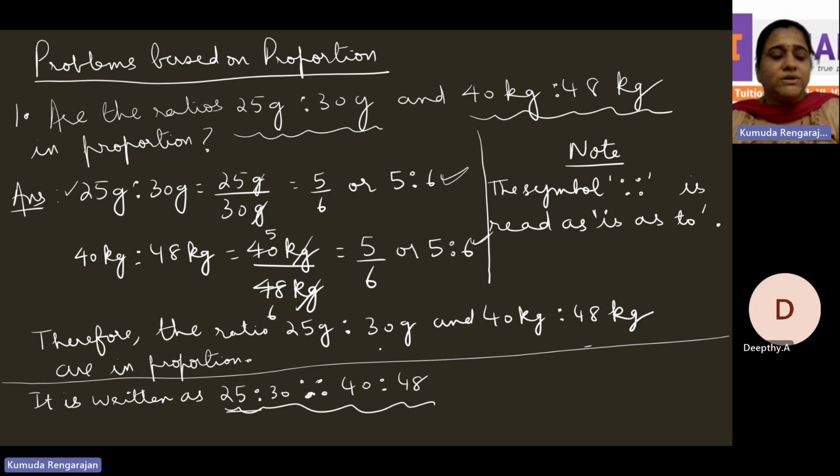The answer ends here, because read the question. The question is, are the ratios in proportion? So write their simplified forms. They are equal. Yes, they are in proportion. Finish. The answer ends here. We have answered the question.